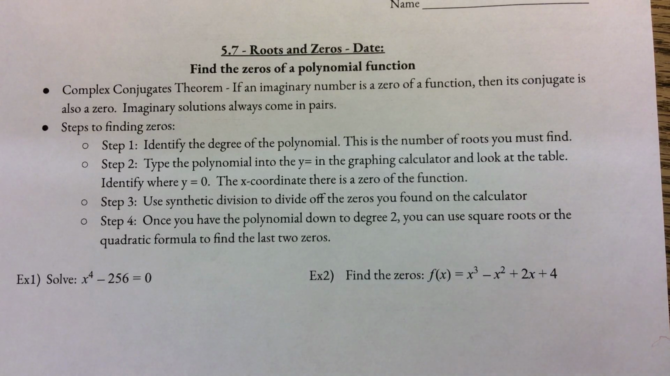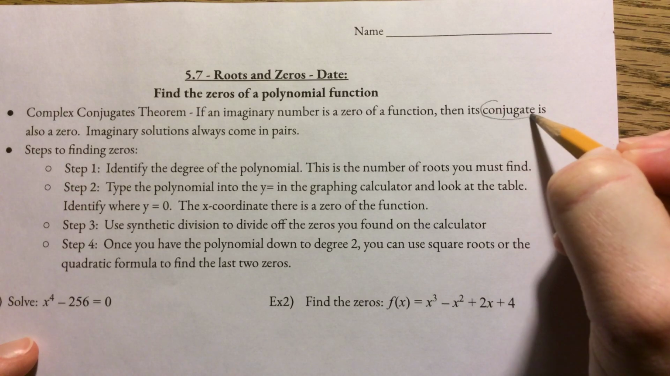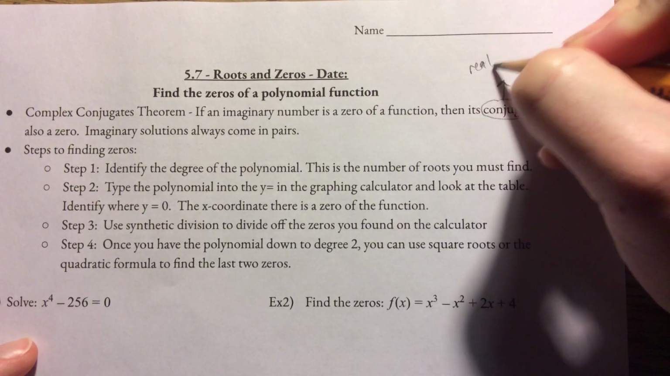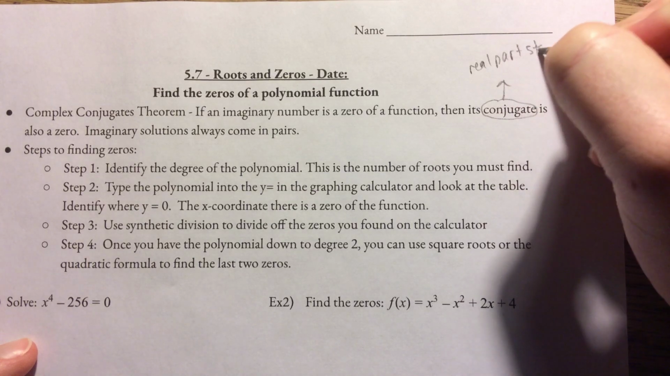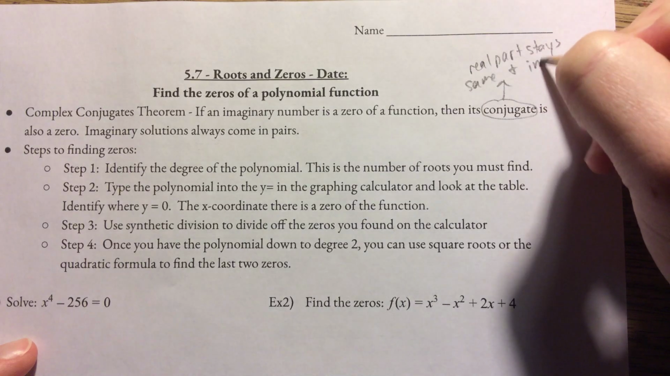We have the complex conjugate theorem, which states if there's an imaginary number as a zero of a function, then its conjugate is also a zero. So they always have to come in pairs. And if you don't remember what conjugate is, that is where the real part stays the same and the imaginary part switches signs.